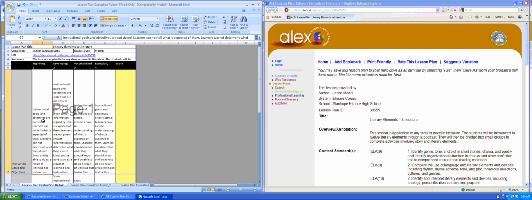The first one says, instructional goals and objectives are not stated. Learners cannot tell what is expected of them. Learners cannot determine what they should know and be able to do as a result of learning and instruction. You'll read all four of these. Four being the instructional goals and objectives are clearly stated. Learners have a clear understanding of what is expected of them, and learners can determine what they should know and be able to do as a result of learning and instruction.